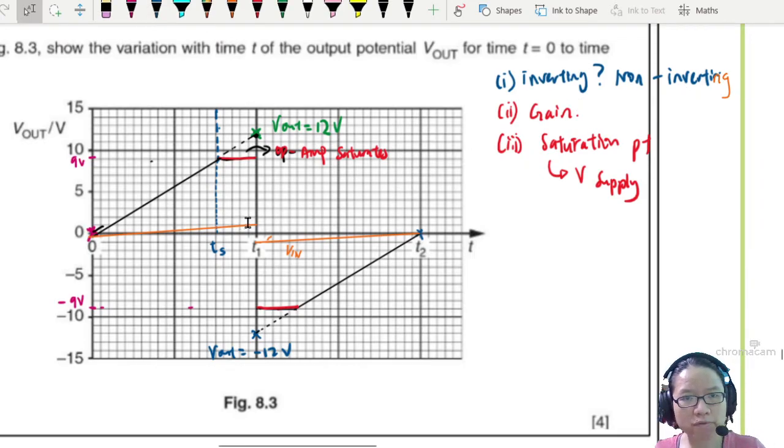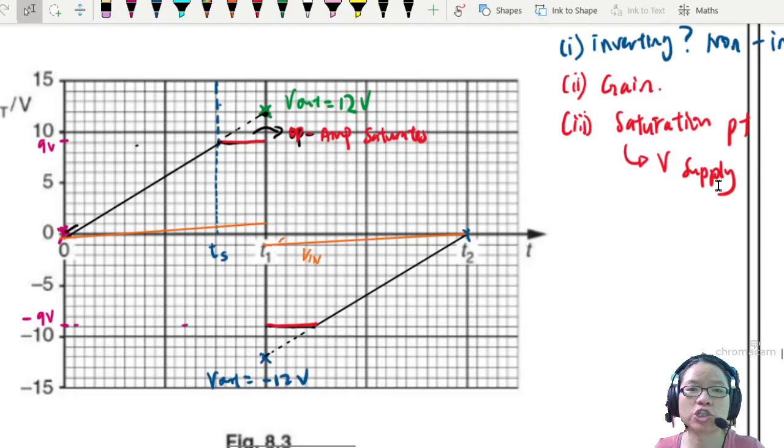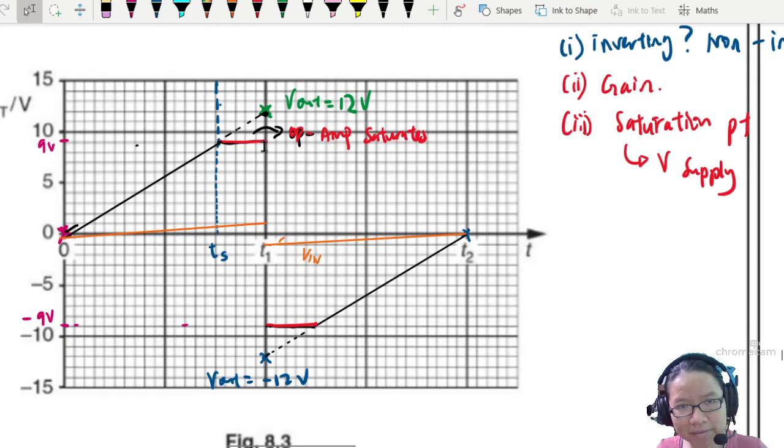The gain is 12, so this one is 1, it will become 12. But it doesn't reach 12 because the saturation is 9. So you grow until you reach 9, then stop, flatten. So there's some part of the signal that cannot be reached already.